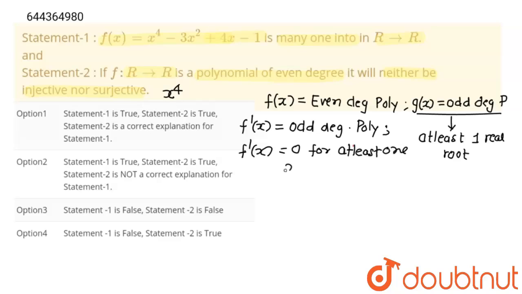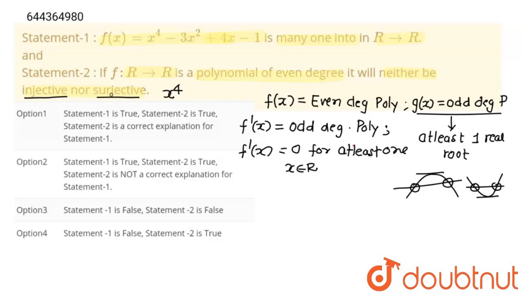one x belonging to R, which means that this f(x) will have either one maxima or one minima. At least one maxima or at least one minima. And if any function has at least one maxima or one minima, that function is many one, not one one. Here you can see in both graphs the line cuts the curve 2 times. So even degree is neither injective. Injective means one one. Yes, this even degree polynomial is never injective. Okay, always many one. Nor surjective.